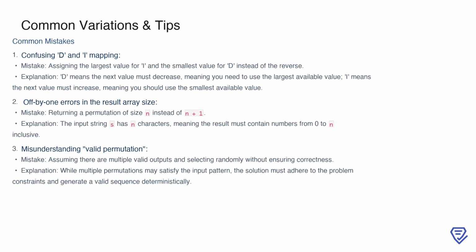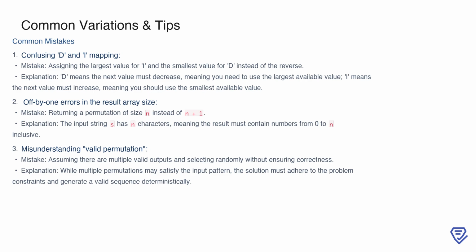When solving the DI string match problem, there are a few common mistakes to watch out for. First, it's easy to confuse how to assign values for D and I. Remember, D means the sequence must decrease, so you should assign the largest available value next, while I means the sequence must increase, and you should use the smallest available value. Mixing these up can lead to incorrect results.